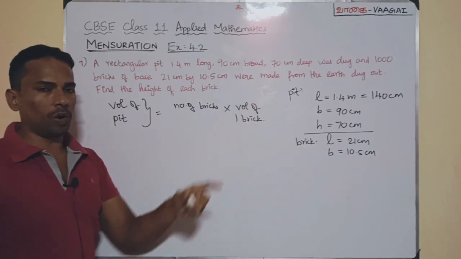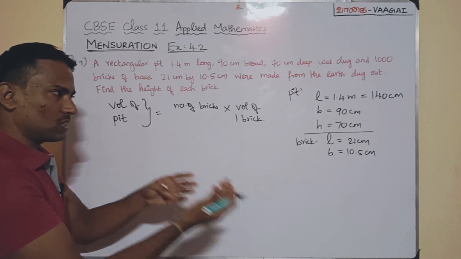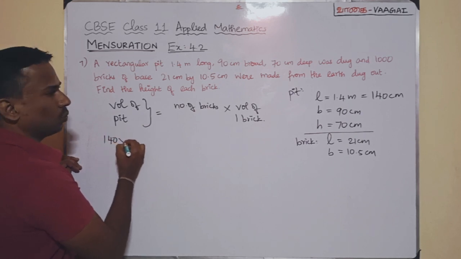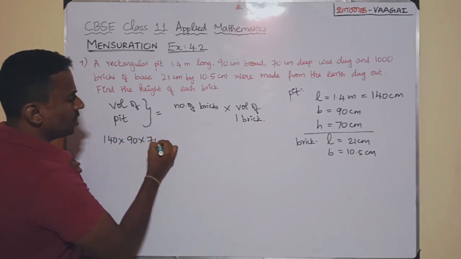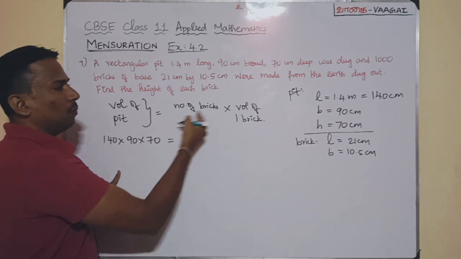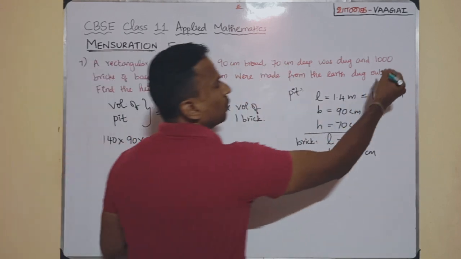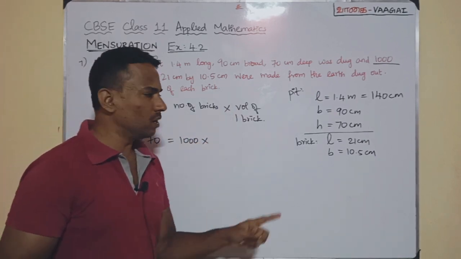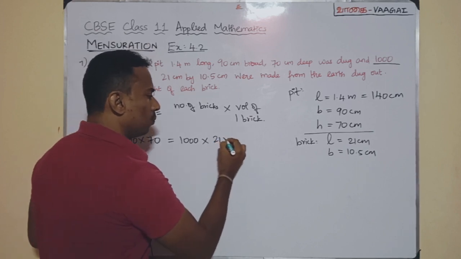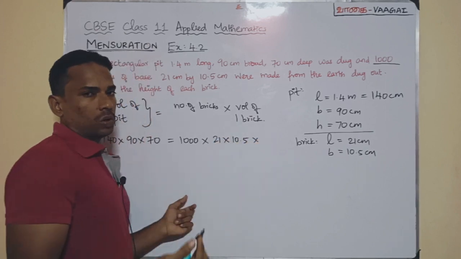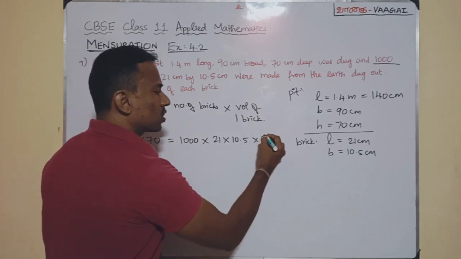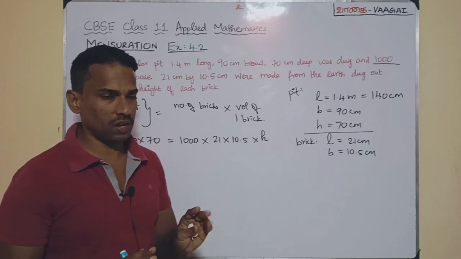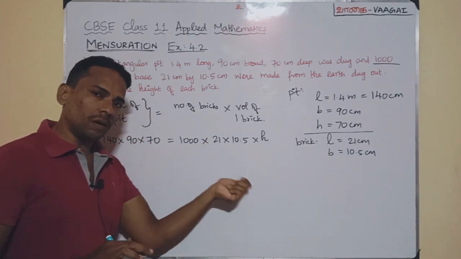We know the volume of the cuboid is length into breadth into height. Let's directly substitute it here. Left hand side, volume of the pit is going to be 140 into 90 into 70. Now this will be equal to the right side, number of bricks. They are making 1000 bricks. So 1000 multiplied by the volume of each brick: length is 21 into breadth is 10.5 into height is not known, which is what we need to find. Height we'll take as h, and remember we are going to take h in centimeters only, since all the dimensions are in centimeter.